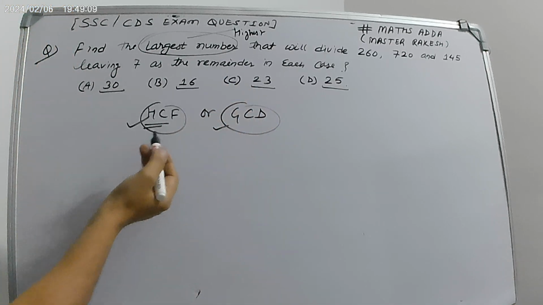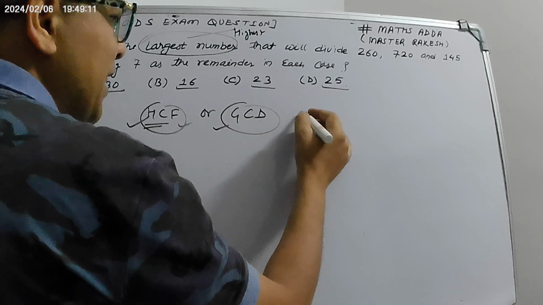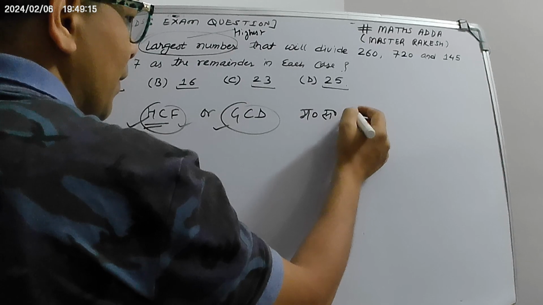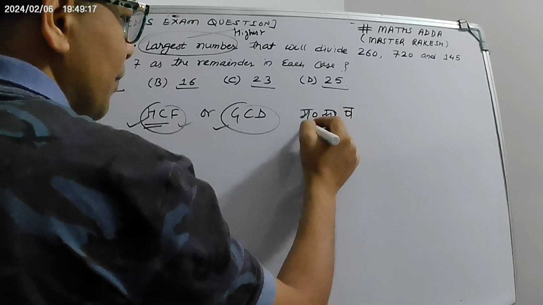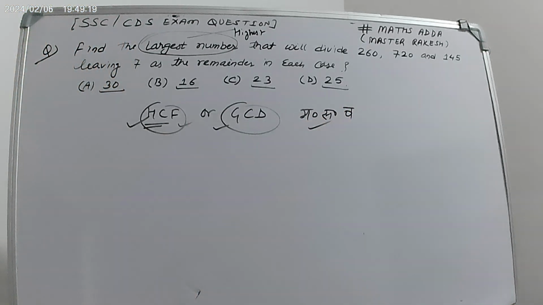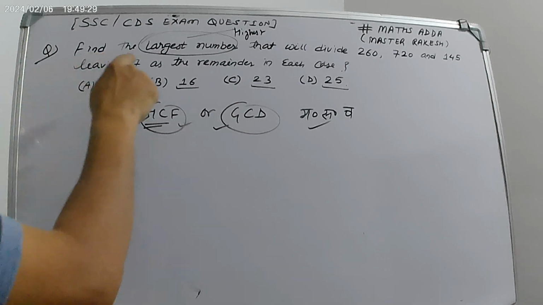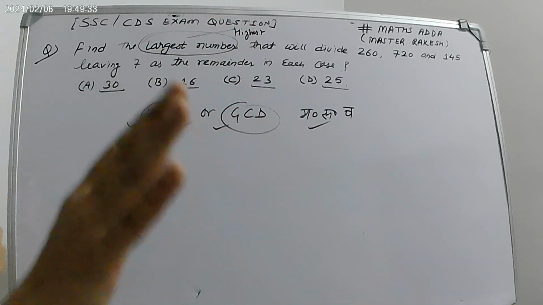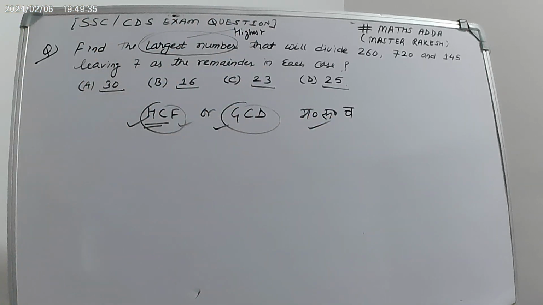So whether you say HCF or GCD, both are the same. In Hindi, it is Mahattam Samapavartak. So this is HCF, GCD or Mosopo. Wherever the question mentions the largest number, you have to derive the value through HCF. So the first step is very much clear.